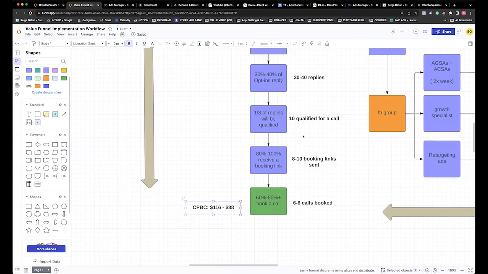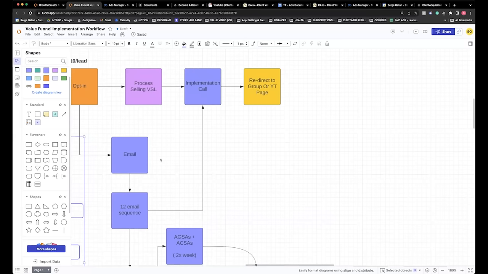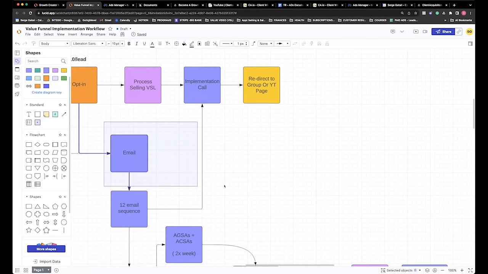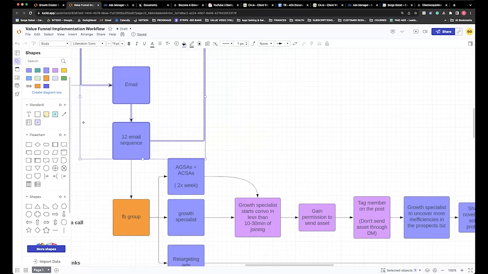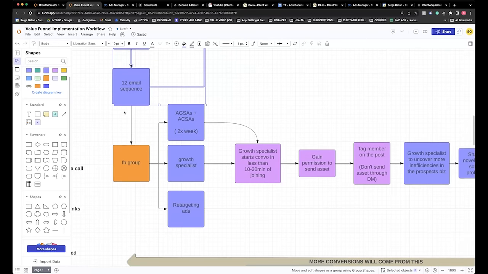Okay? Now, this is just one conversion mechanism. The next conversion mechanism is emails. So you want to push people to your email list. You want to push people to what? To your 12 email sequence. We have something called the quasi-periodic email sequence in our program, and we just get people to send it.